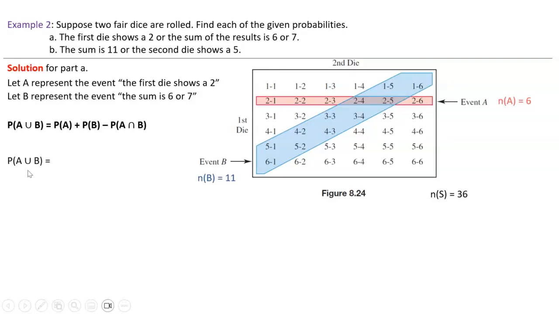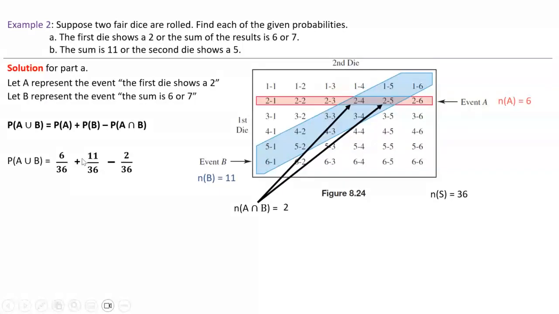So here's my formula. My P of A is 6 over 36. My P of B will be 11 over 36. Now, what we're missing is where both of the sets intersect. If you notice, they intersect here with a 2-4 and a 2-5. See, there's the 2-4, the 2-5, so it's going to be 2. So it's going to be minus 2 over 36.